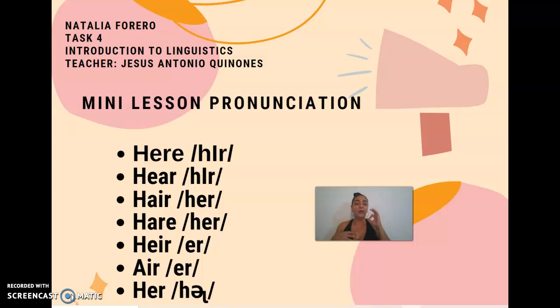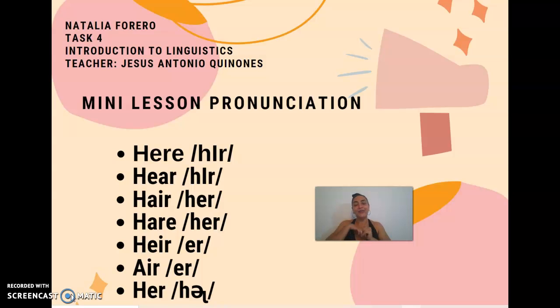Okay, our third word is the word hair, meaning this part of our body. And the word hare also means this animal that runs really fast, that is similar to a rabbit that has really big ears. And so the pronunciation is also exactly the same, hair and hare.